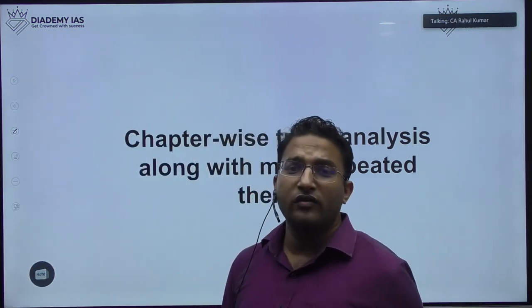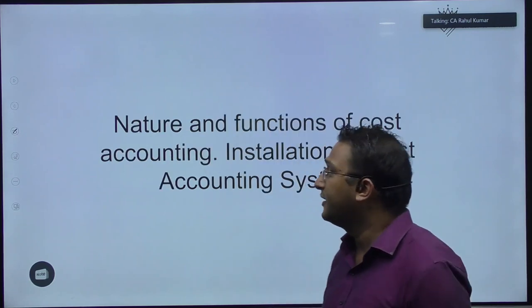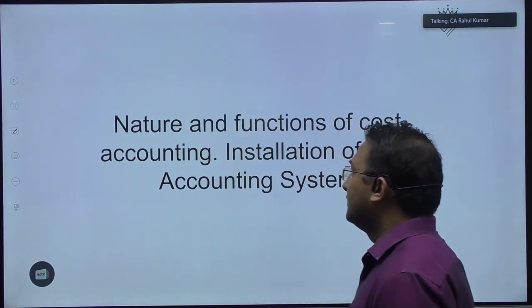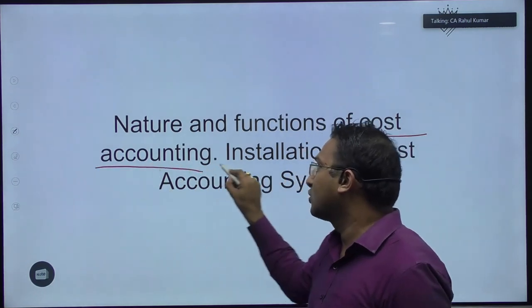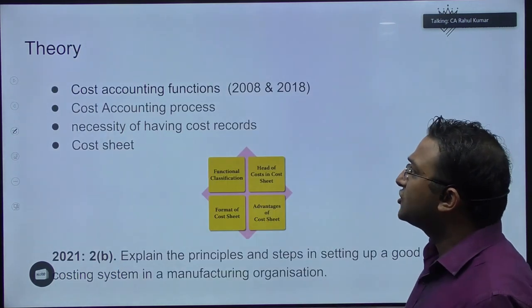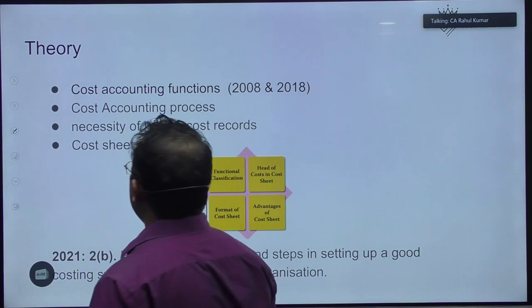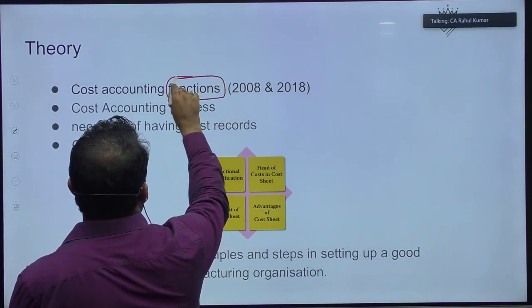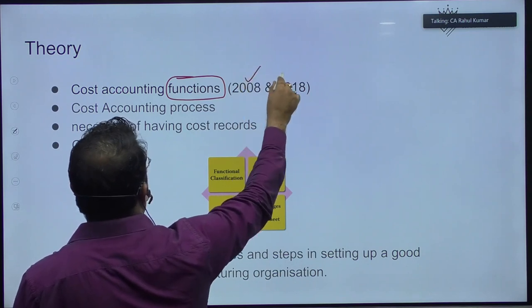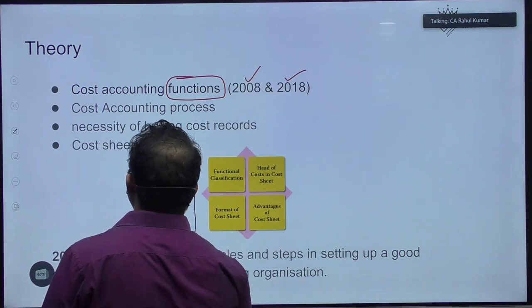Now we will go with the chapter-wise trend analysis, right? So the first chapter is the nature and the functions of cost accounting and the installation of the cost accounting system. In this chapter, the theory question they're asking is mostly about the functions of cost accounting. They asked this in 2008 and 2018 both. They are repeating the question.